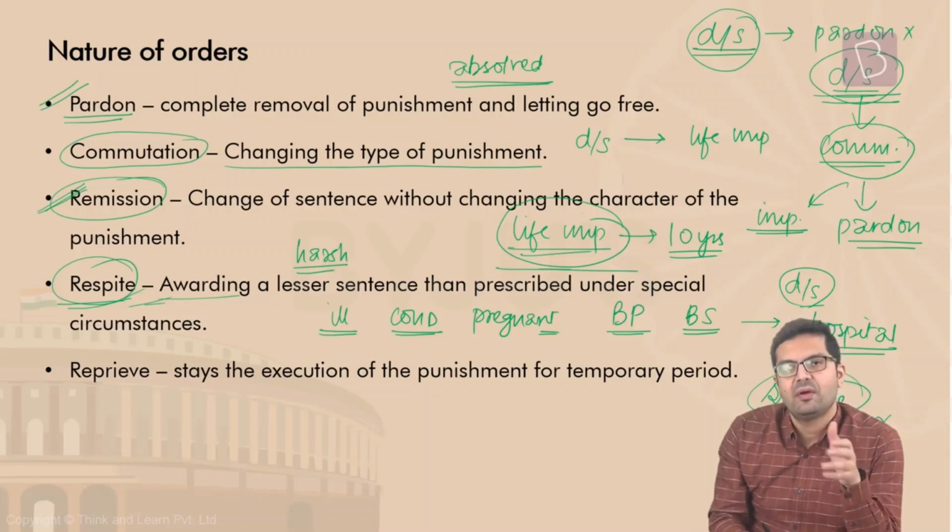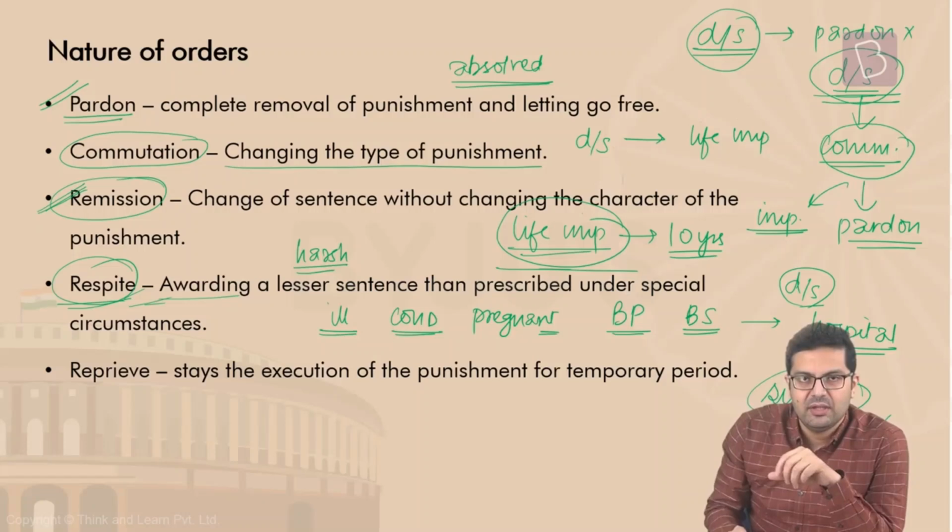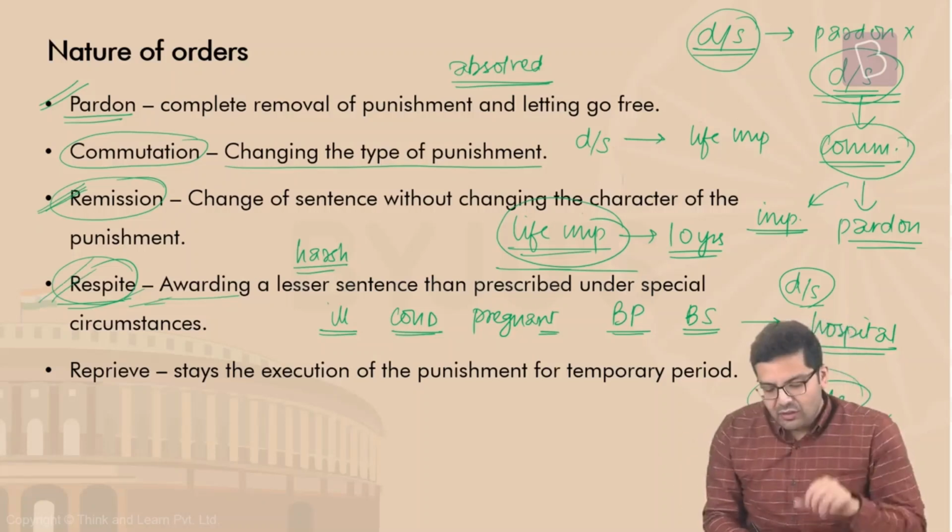But what has now come to light is that whenever any person is in the prison, if he is sick, if she is not well, they are taken to the hospital, and for the entire duration, an order of respite is approved by the governor. That's how it is done. Now coming to the last one, that is reprieve. What is reprieve?